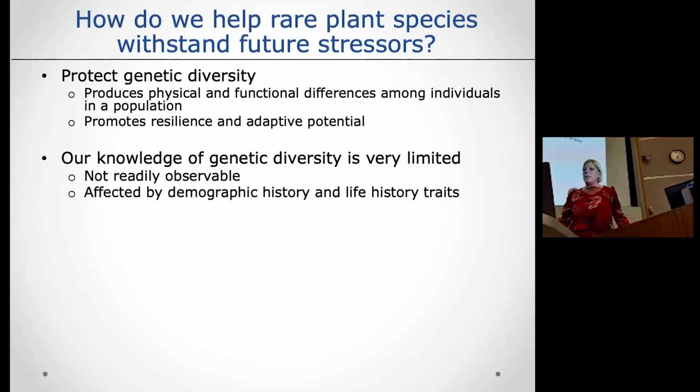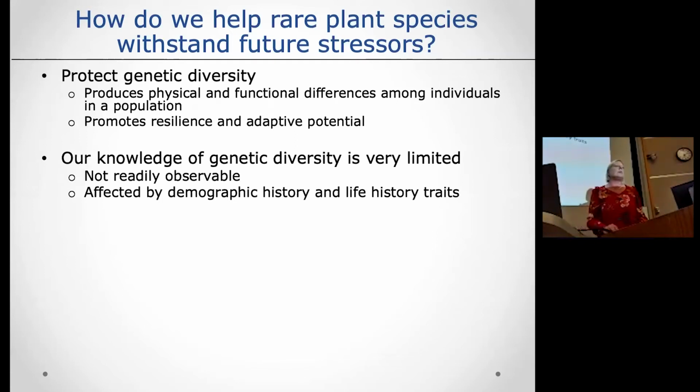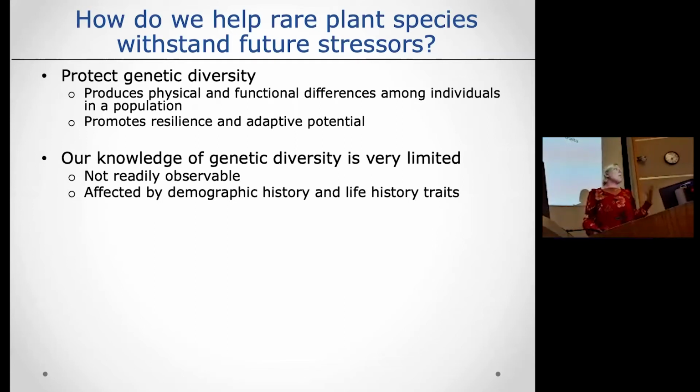But I would say that our knowledge of genetic diversity is very limited because it's not something that you can go out and measure. You have to actually collect leaves or collect tissues and analyze them genetically. And it's also difficult to predict because it's affected by things like the demographic history of populations and also things like life history traits that maybe we don't know a lot about.